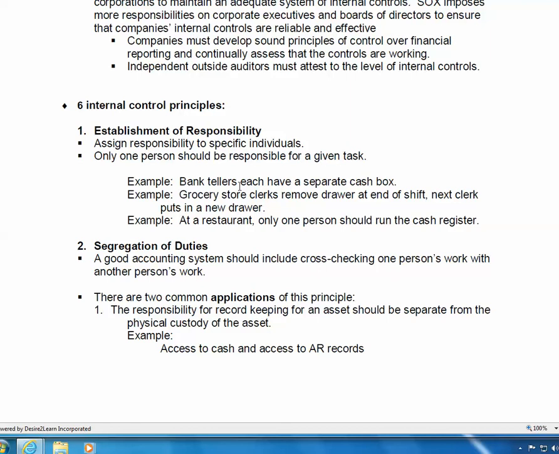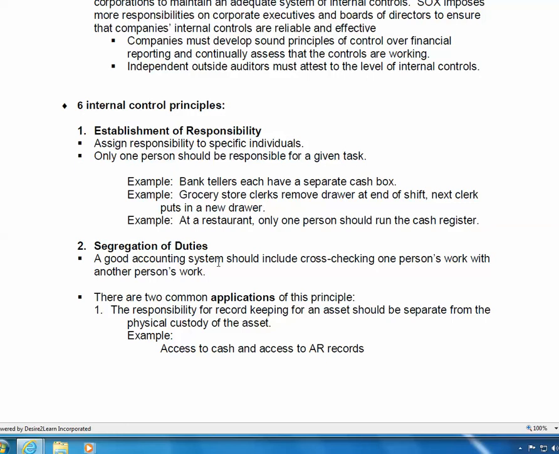That way, if one teller is consistently off, then maybe that teller is stealing money, or maybe that teller simply needs to be retrained or put somewhere else in the bank. It also helps us to find those errors more quickly if we know where to focus our attention in searching for the error.